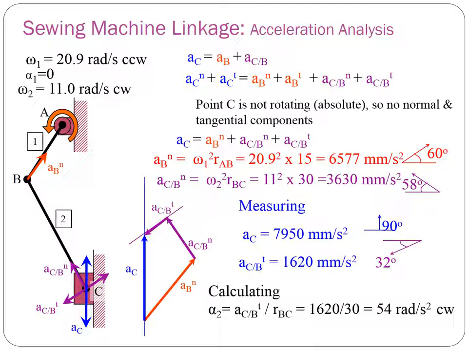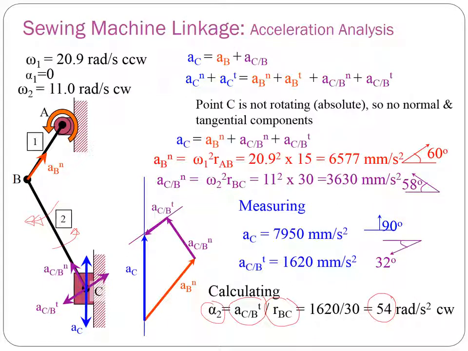Then we can find what is the angular acceleration of CB. So in this case, alpha 2 is equal to alpha CBT, the tangential part, divided by RBC, so it's equivalent to 54 radian per second square clockwise. Clockwise, that means it is going this way. This is the direction of the acceleration, which is opposing the rotation. That means this is already decelerating.